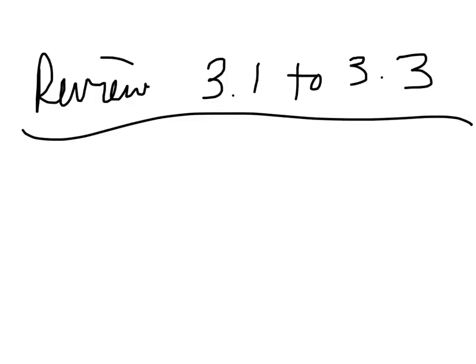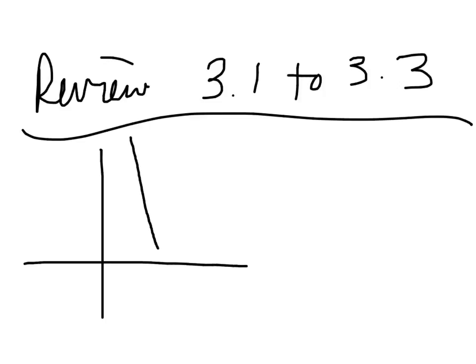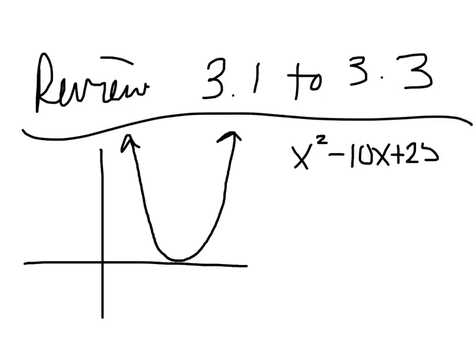Okay, so on number 1, it says solve by graphing. And underneath the problem, it actually has a picture that looks something like this, I believe, right? And it gives you the equation x squared minus 10x plus 25 equals 0. If you are going to solve by graphing, the first thing that you need to do is make sure that the problem is equal to 0. Is it equal to 0?